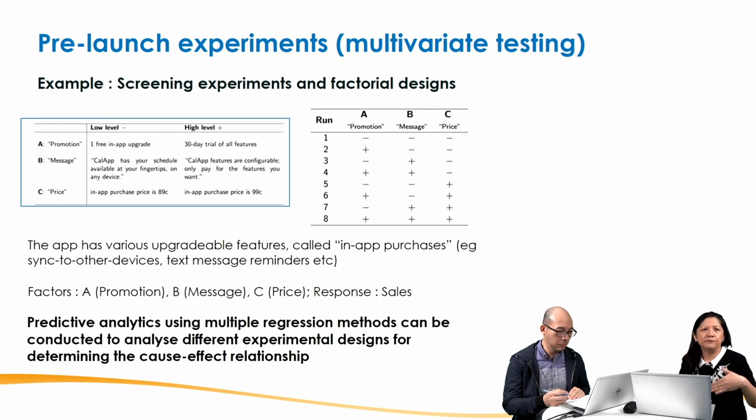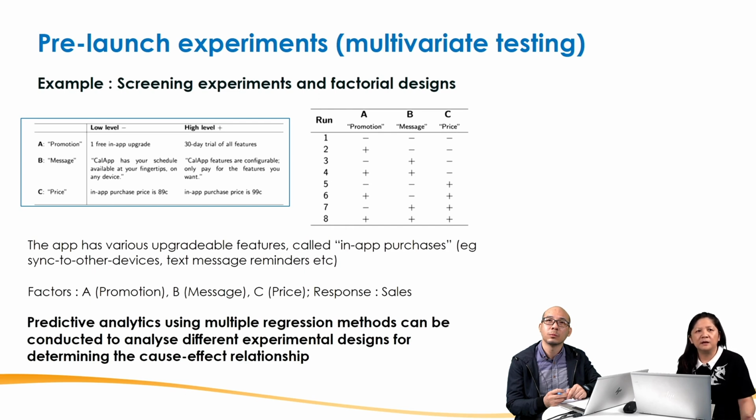We can actually run different treatments of the experimental design. A negative sign means there's a low level. The positive sign means there's a high level. Okay, so we can actually use predictive analytics based on multi-regression techniques to analyze different experimental designs for determining the cause and effect relationship. In this case, the cause will be looking at the impact of promotion, messaging, and price on the effect on sales uplift.